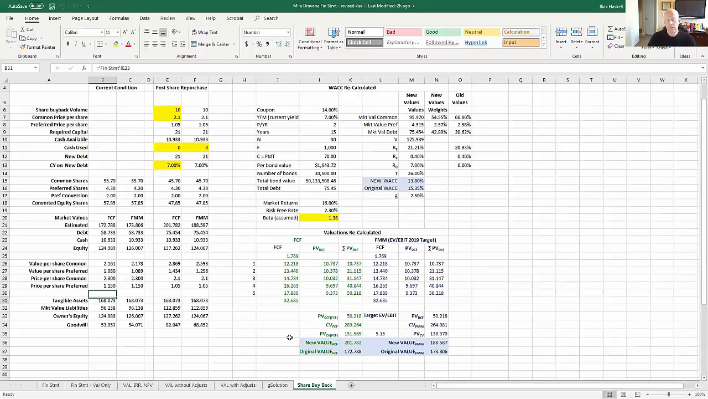In this next section, I'm going ahead and considering the tangible assets on the balance sheet versus the intangible assets or goodwill, and market value of the liabilities and owner's equity.